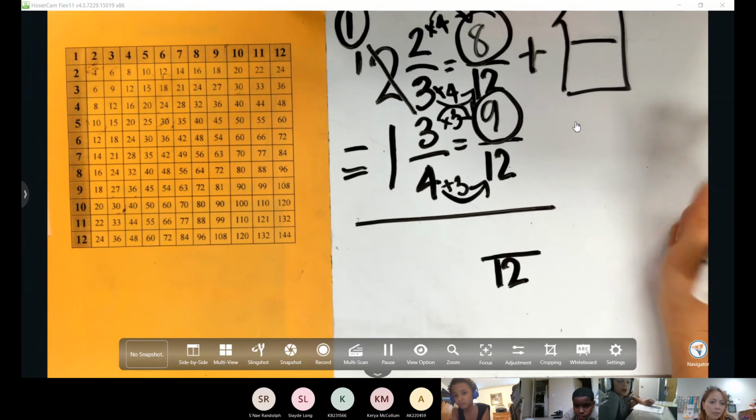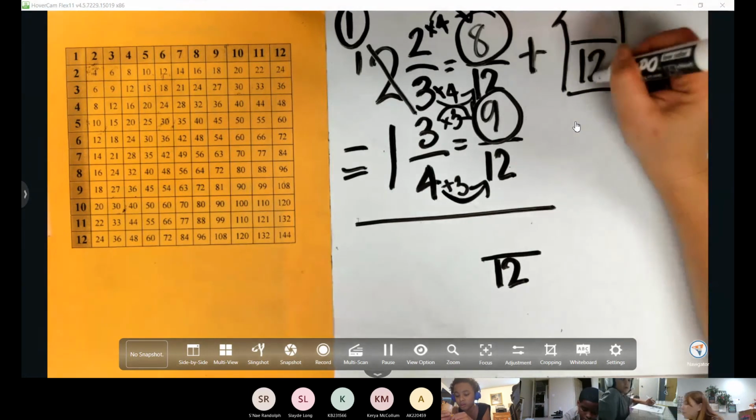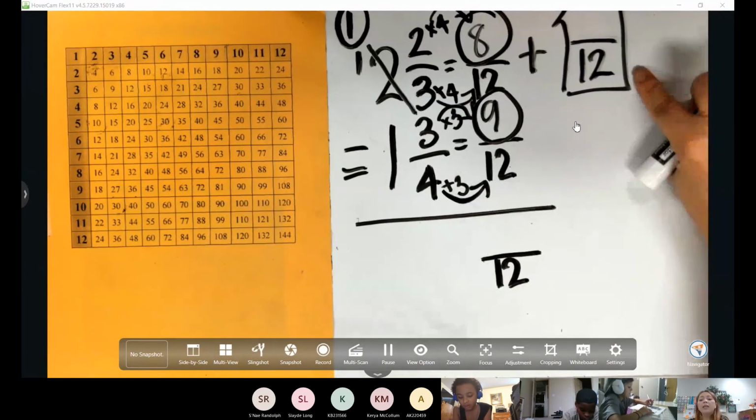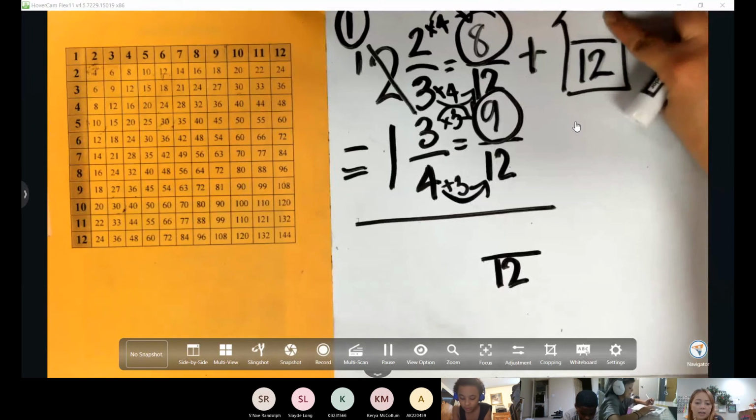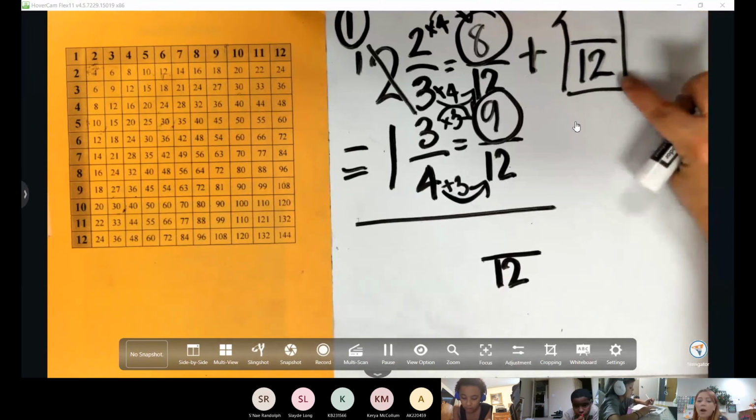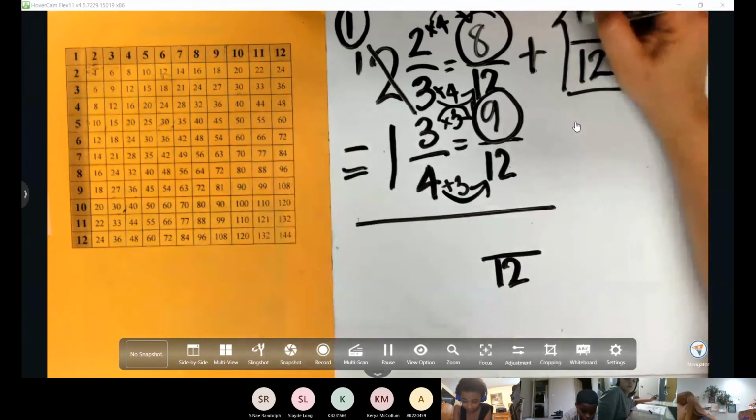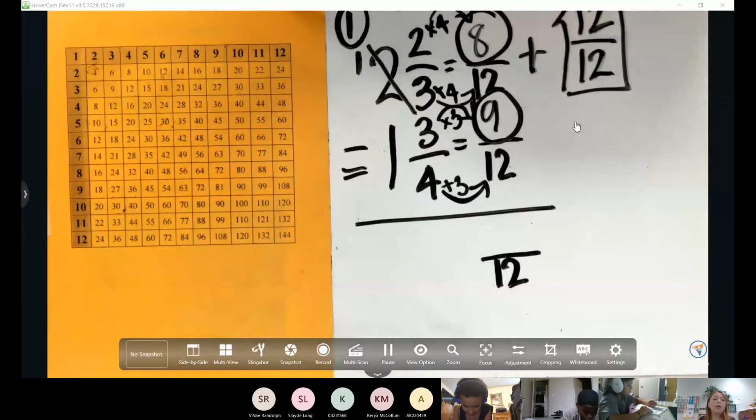12. Go ahead, Logan. It is 12, so it is smart for me to choose 12 as a denominator. Okay? Now, that gives me half of what I need for here already. So what over 12 will give me a whole? 12 over 12. Yes. Okay. So anytime when you have a fraction, if your numerator and your denominator are the same, that's one whole.